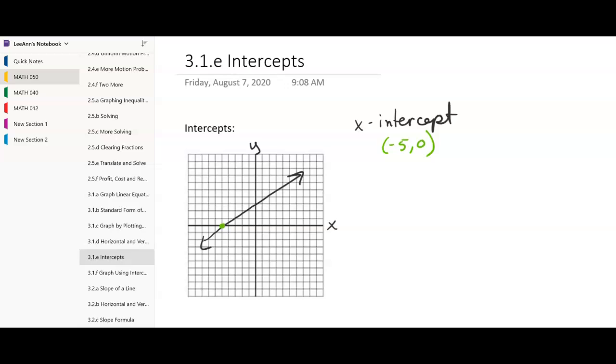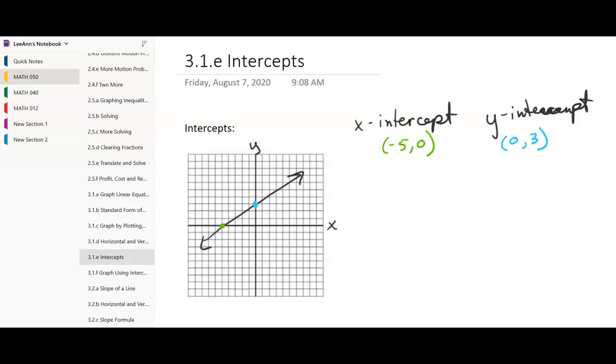And then the other thing you can do is find the y-intercept. And you'll never guess what the y-intercept is. It's where it crosses the y-axis. So it's right here in this case. And you can find the coordinates for that point. It's going to be 0, 3. 1, 2, 3.